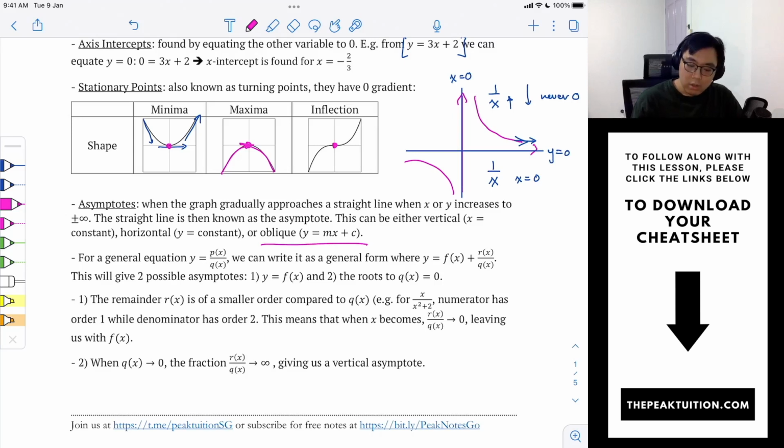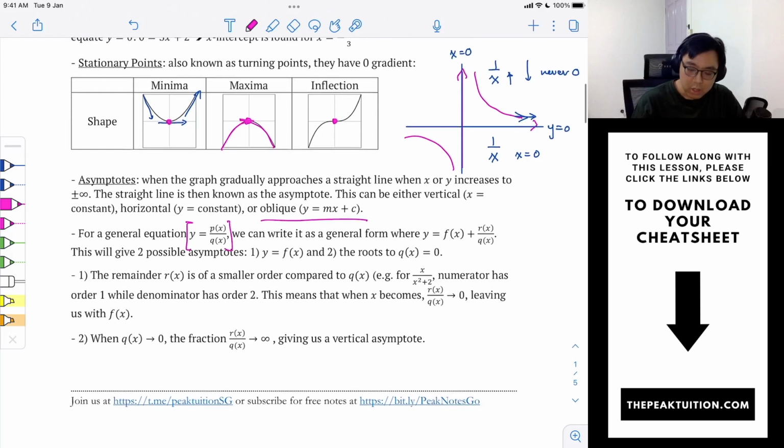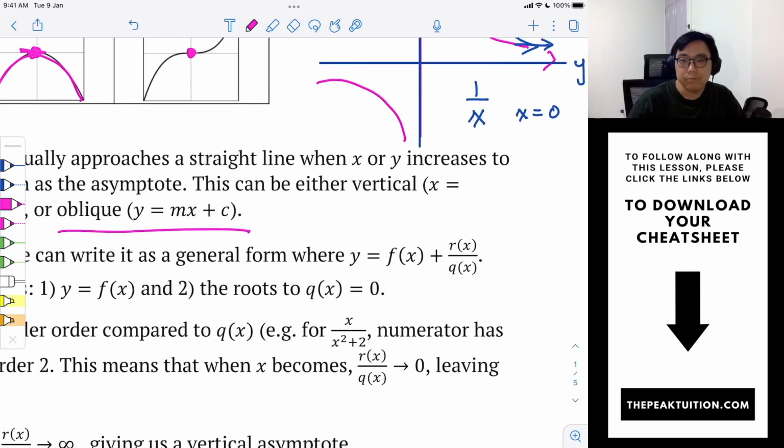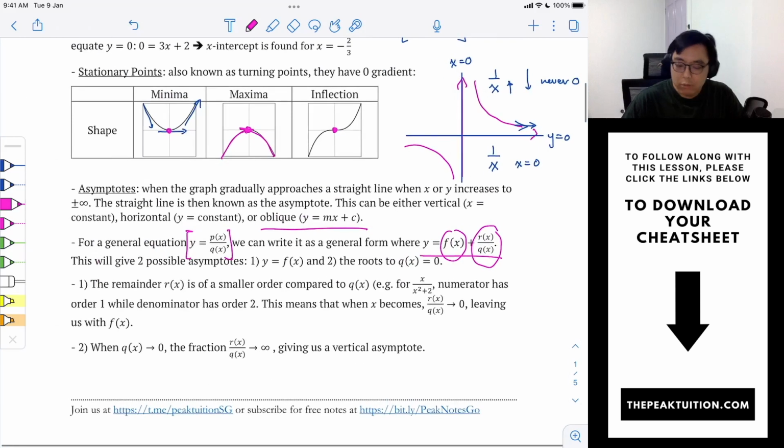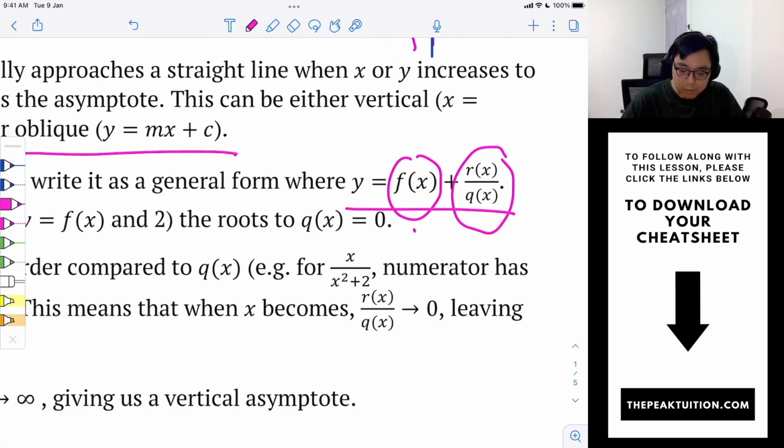Okay, so for a general equation, y equals p(x) over q(x), where p(x) and q(x) are polynomials, we can carry out long division such that we can write it in this form, where you have a function outside and another fraction. This is a proper fraction. In this case, it's a proper algebraic fraction. So usually what happens is you will have two asymptotes. One is f(x). One is at the roots of the q(x).